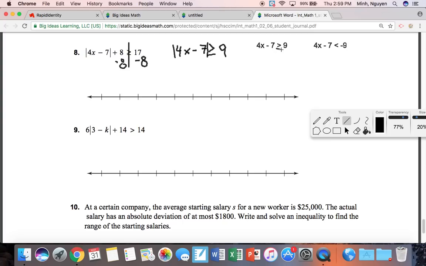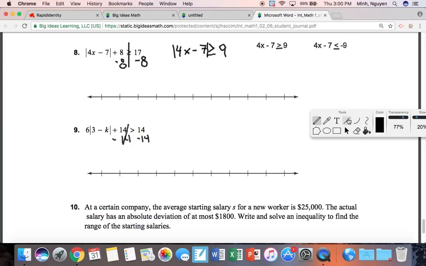So 4x minus 7 is greater than or equal to 9, and 4x minus 7 is less than or equal to negative 9. I'll let you guys solve that on your own. It looks a little complicated, but really you're just adding 7 and dividing by 4. So that's all there is to it. For this one, minus 14, minus 14.